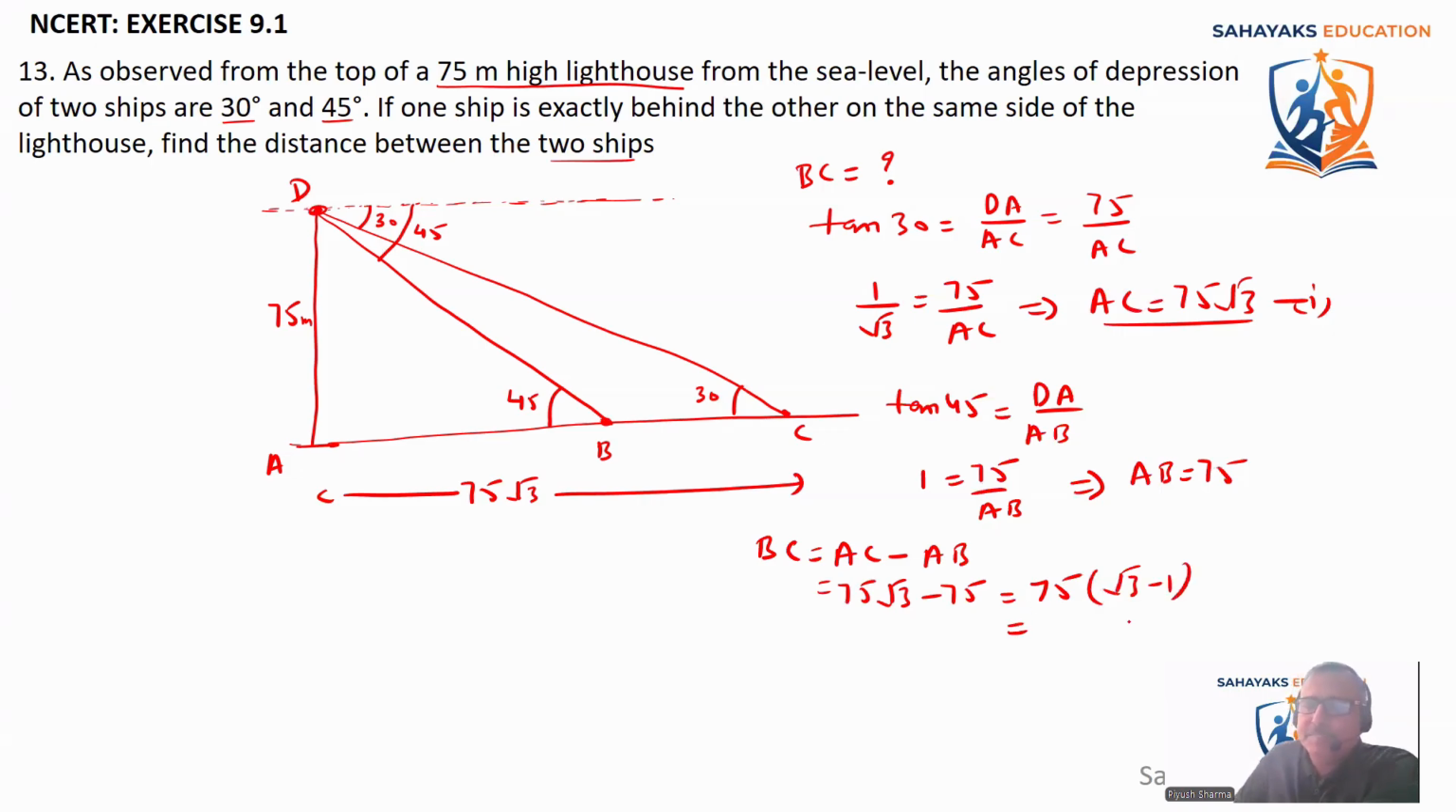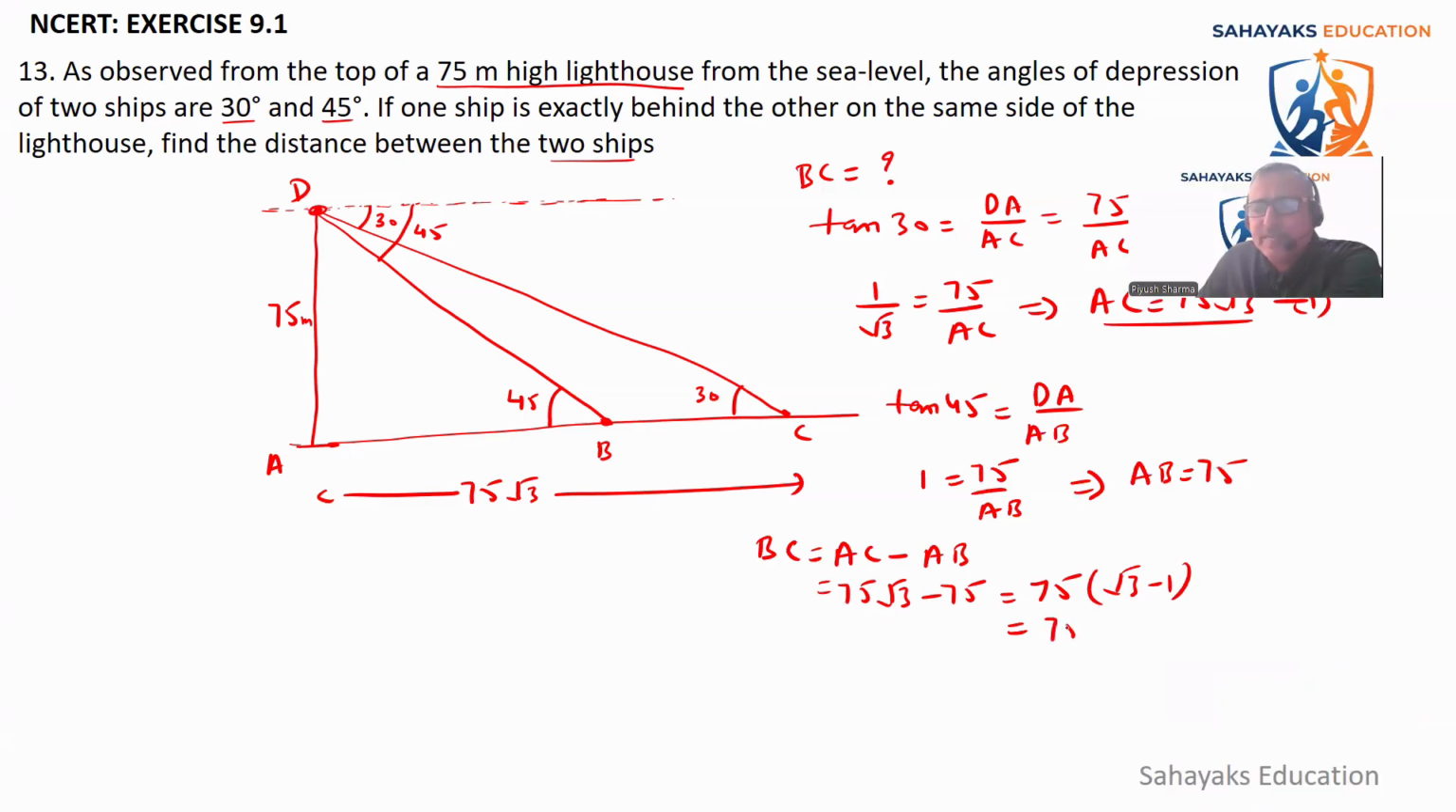And what does it give us? This gives us 75 multiplied by 1.732 minus 1, or it gives 75 multiplied by 0.732. So this value comes out to be 75 multiplied by 0.732. It comes out to be 54.9 meters. So the distance between the ships is 54.9 meters.